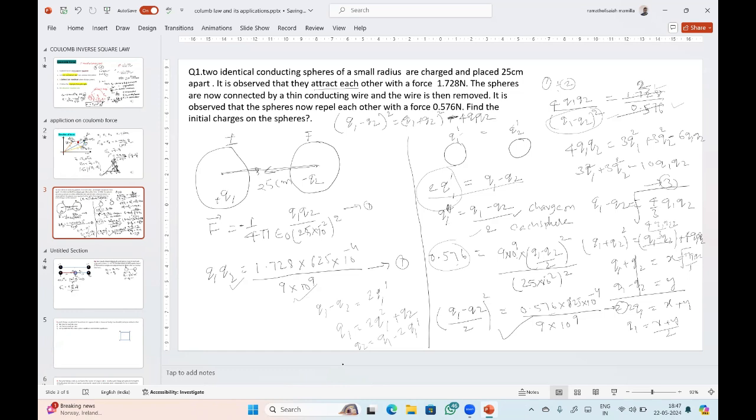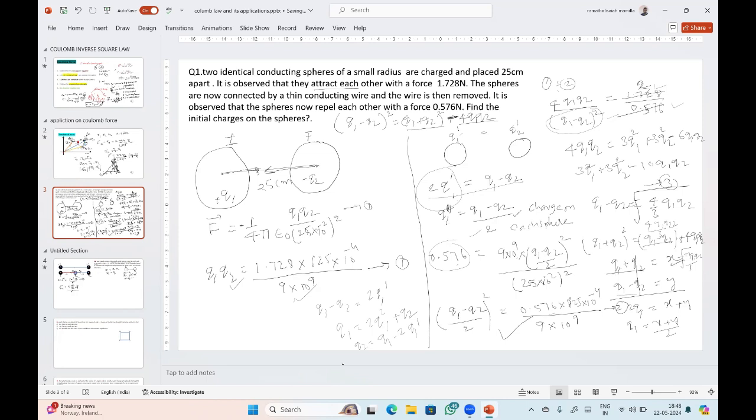Or (Q1 + Q2) whole square is equal to (Q1 − Q2) whole square plus 4 Q1 Q2. The 4 Q1 Q2 value I already know, and the (Q1 − Q2) whole square value I also know from the earlier calculation. So now you will get the Q1 plus Q2 value. Therefore, Q1 plus Q2 is equal to some x value, consider.